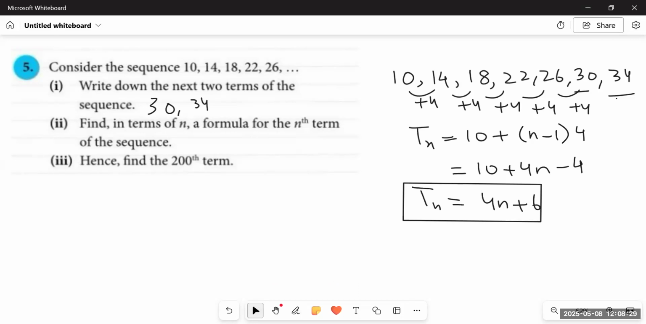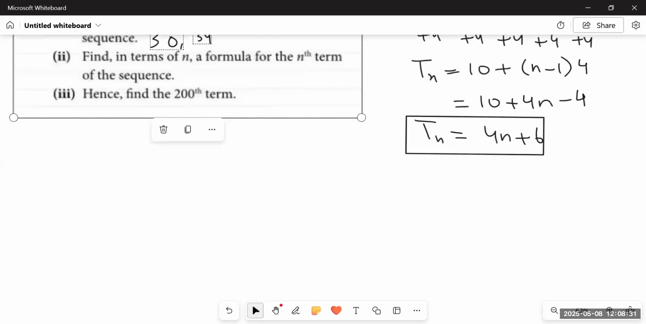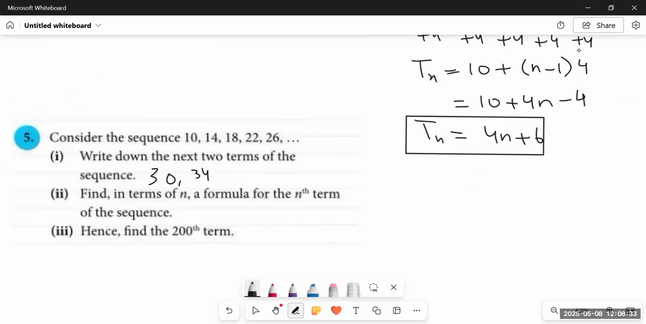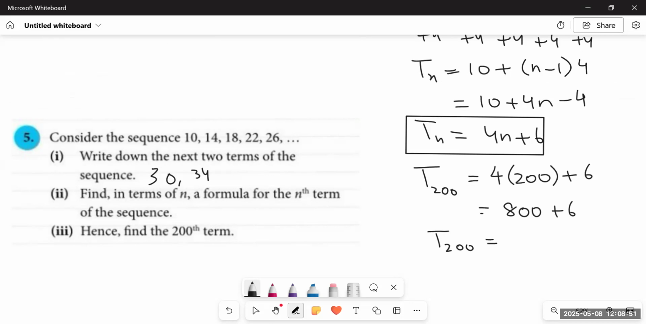Next, we have to find the 200th term. So we will simply write 200 in place of n. T200 means the term on the 200th position. So it would be 4 into 200 plus 6. 4 twos are 8, so it is 800 plus 6. And the answer to this would be 806. It means the term at the 200th position would be 806.